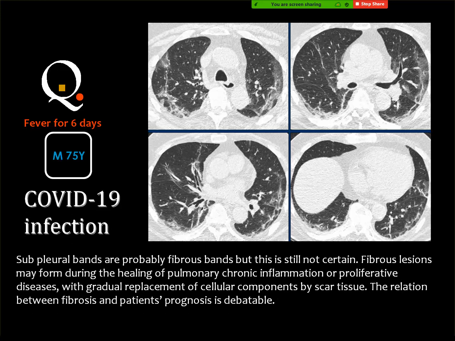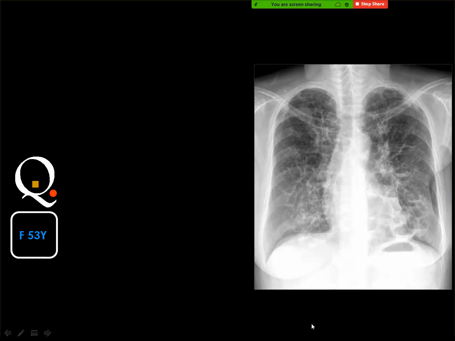COVID-19. Yes, very good. Subpleural thickening. This is COVID-19 infection and is showing the most classic appearances with the ground glass and the subpleural lines, and this is the classic appearance of COVID-19.